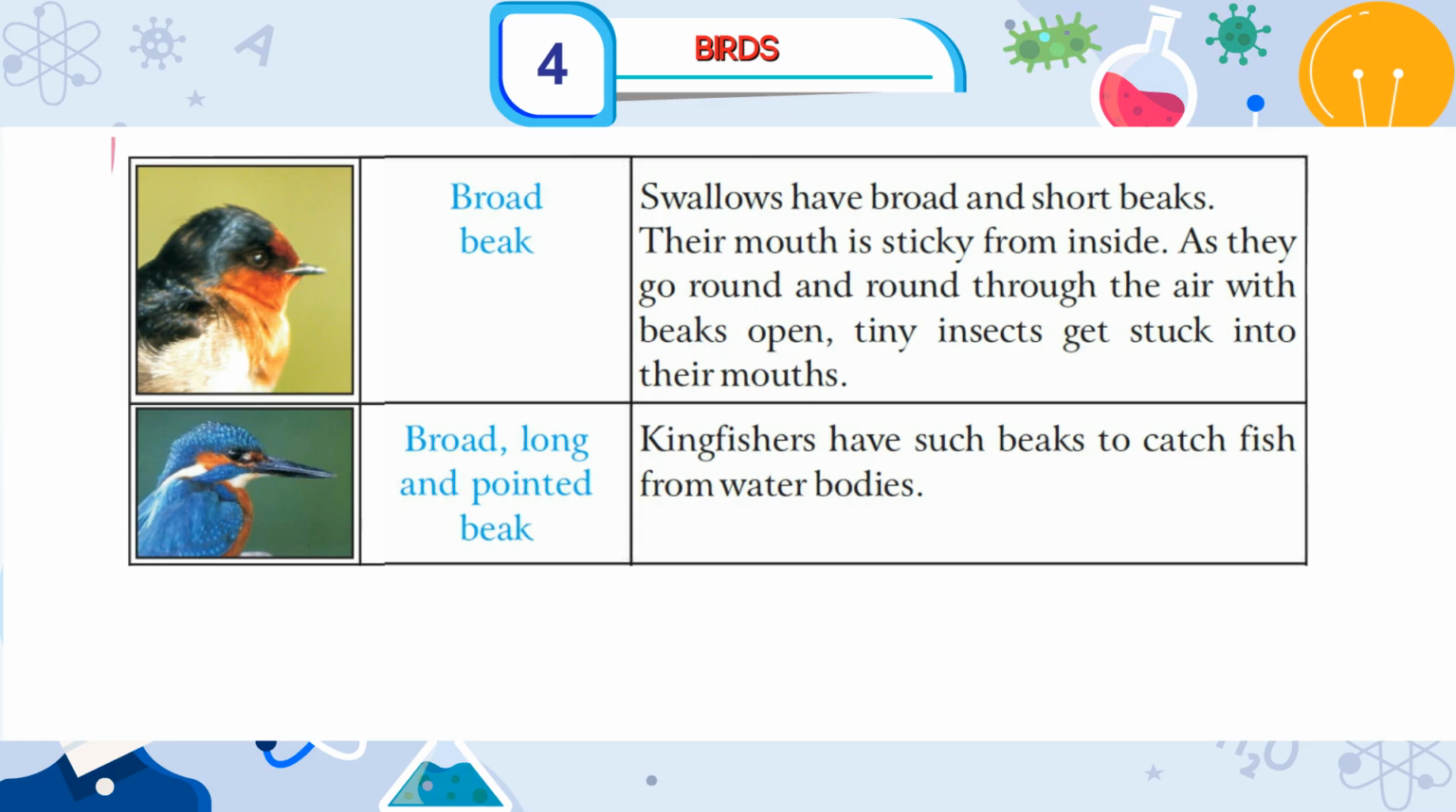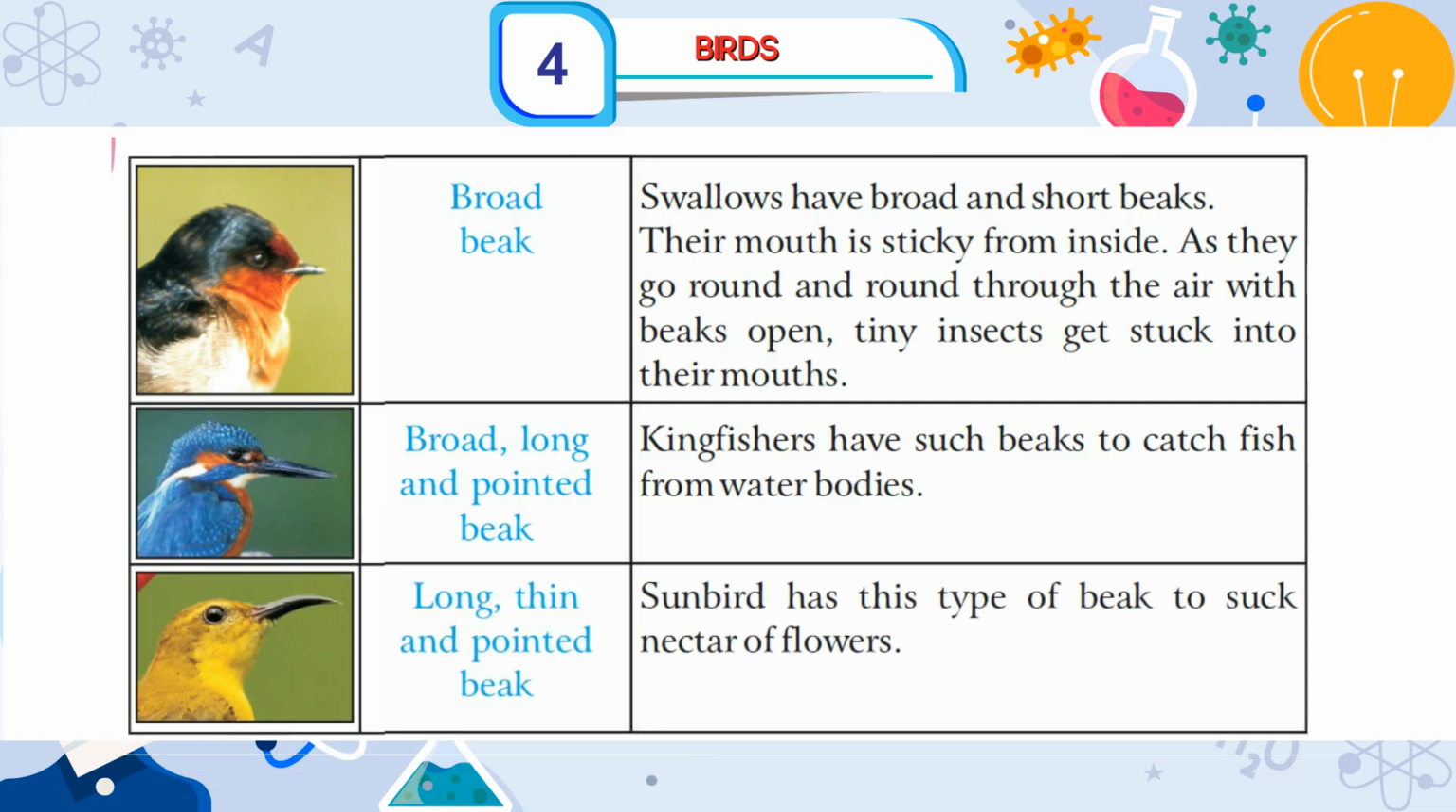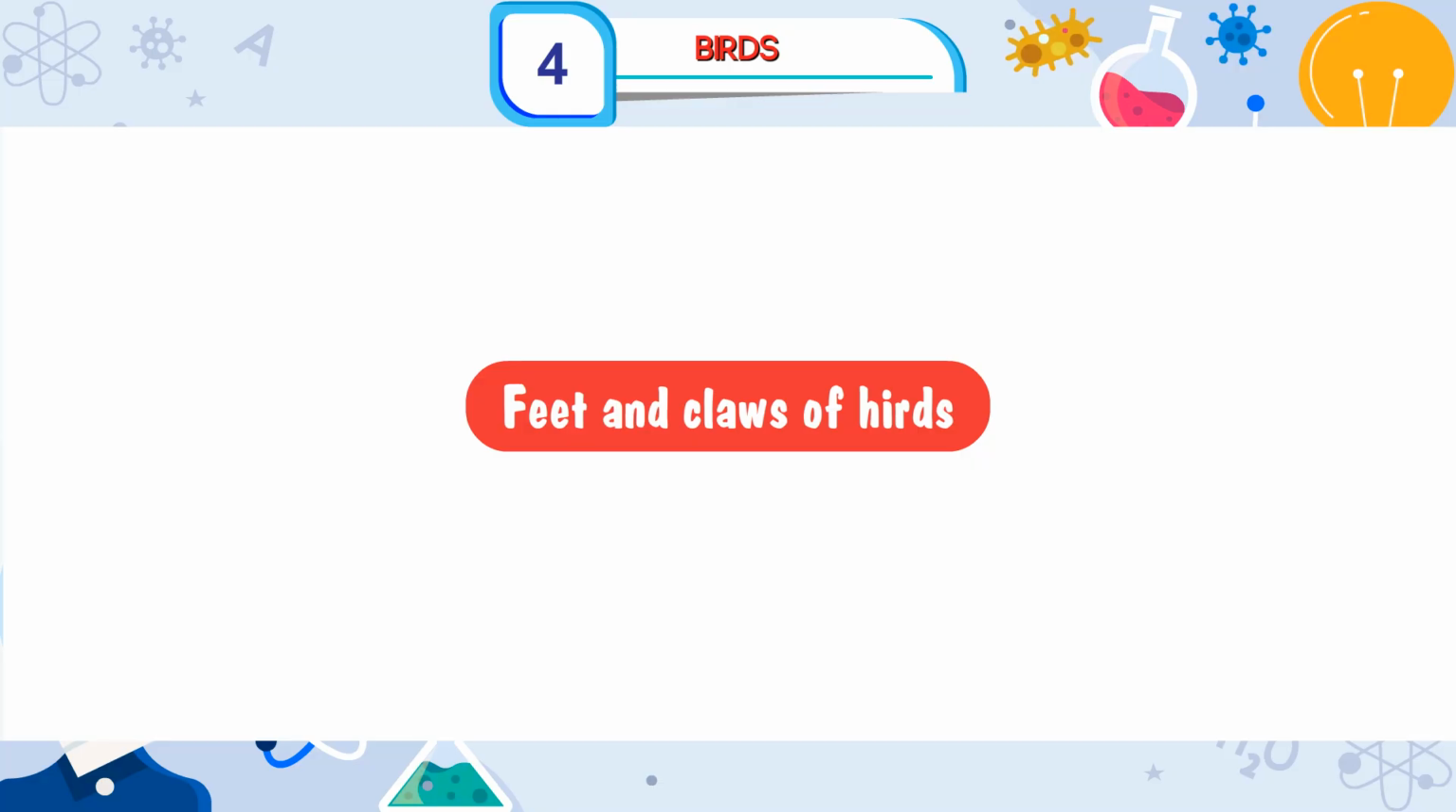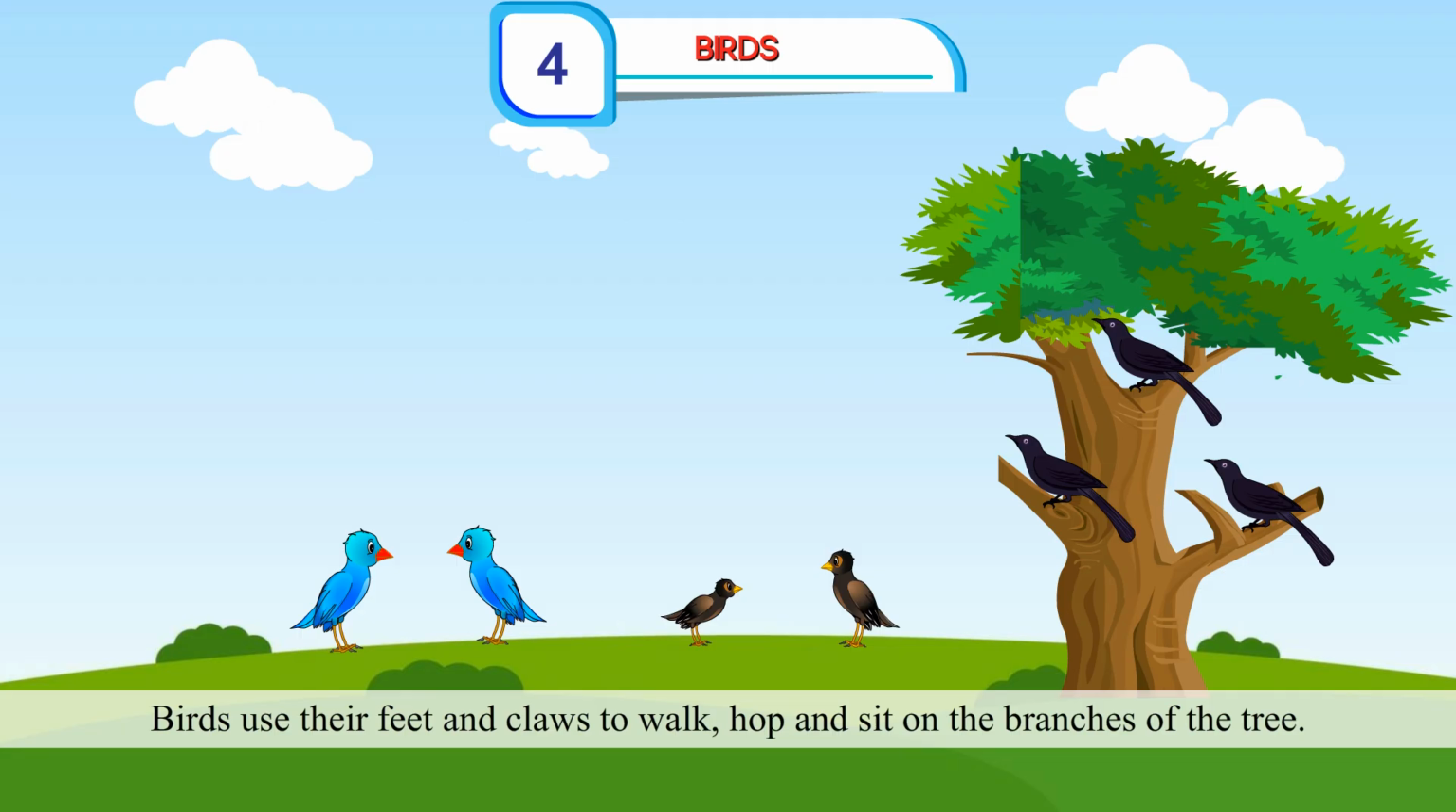Broad, long and pointed beak. Kingfishers have such beaks to catch fish from water bodies. Long, thin and pointed beak. Sunbird has this type of beak to suck nectar of flowers. Feet and claws of birds.